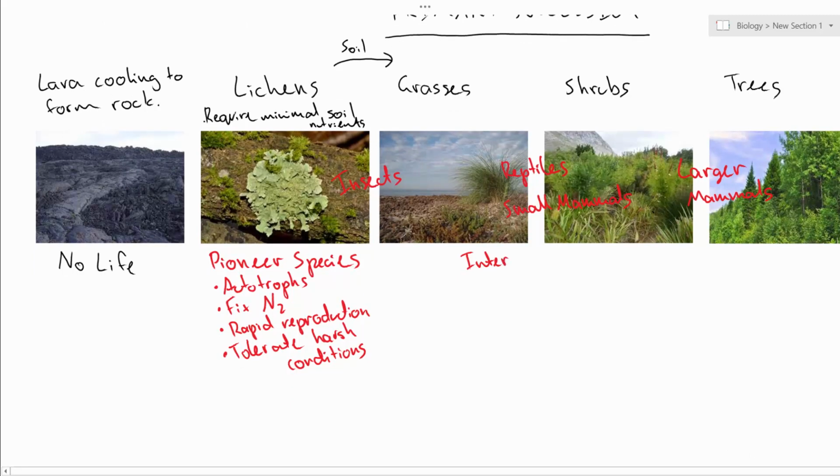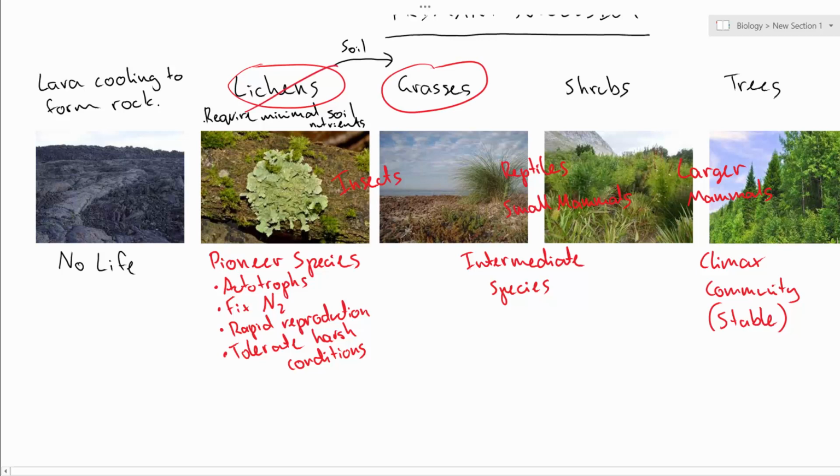After these pioneer species, we're going to see some grasses and shrubs, and we can term these intermediate species. We see these when we're starting to get a more complex ecosystem, or community, developing. And then finally, when we're getting trees and larger mammals inhabiting the area, we've reached what we call a climax community. This is a community where we don't see massive fluctuations or rises and falls in species. It is relatively stable. Lichens might start to be overtaken by grasses, and then eventually shrubs may overtake the grasses. When we get to this climax stage, everything is a little bit more stable and able to compete evenly with one another.